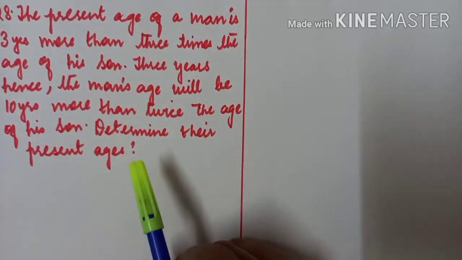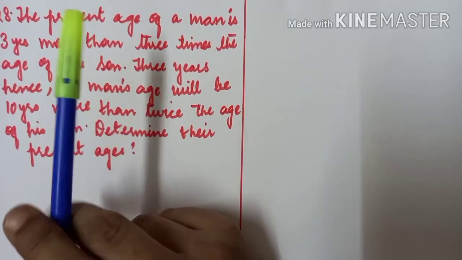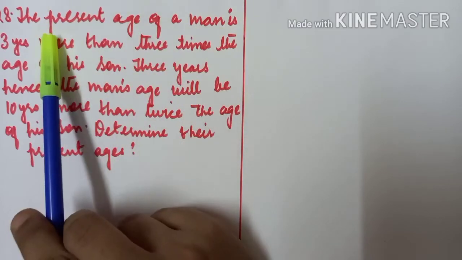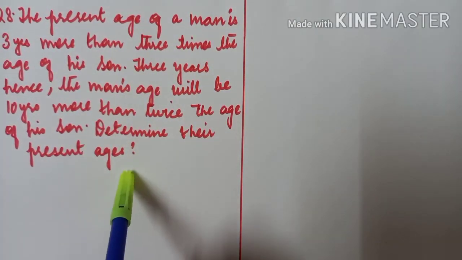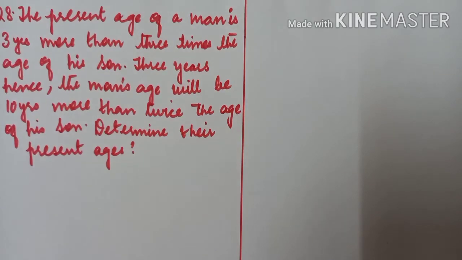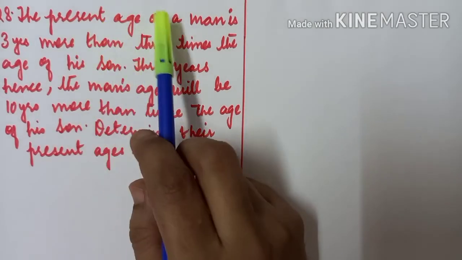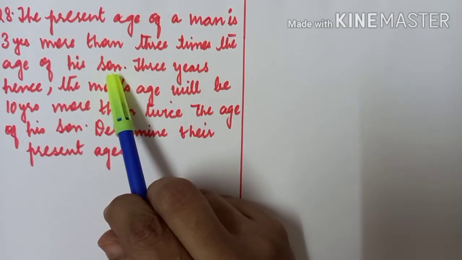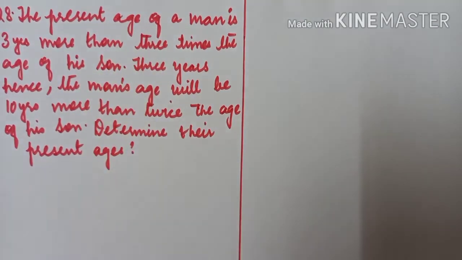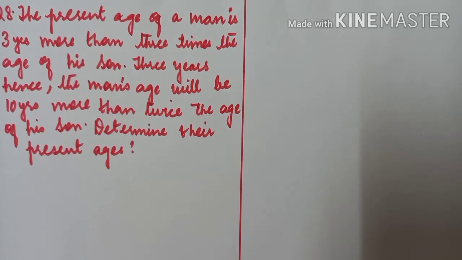Okay. So here once again, the present age of a man is 3 years more than 3 times the age of his son. Actually you need to determine their present ages. You don't know their present ages, but what you know is that the present age of a man is 3 years more than 3 times the age of his son. Something like that is given.